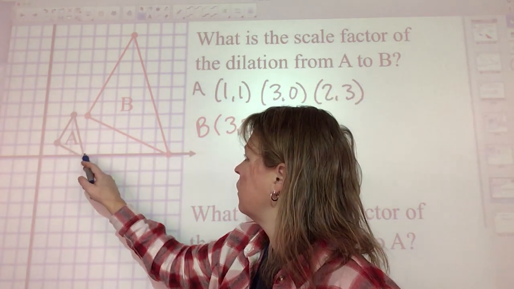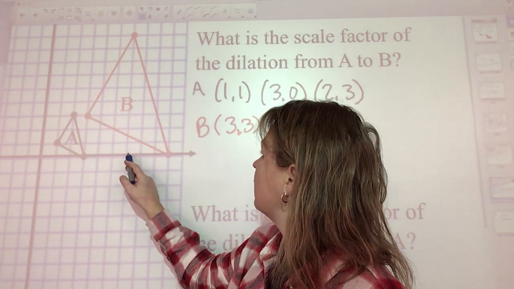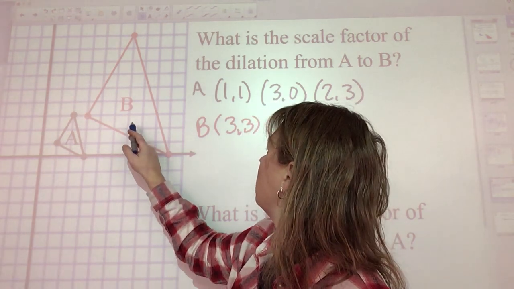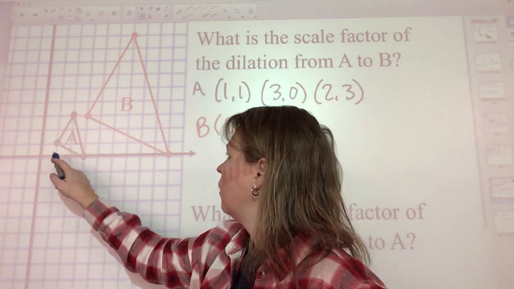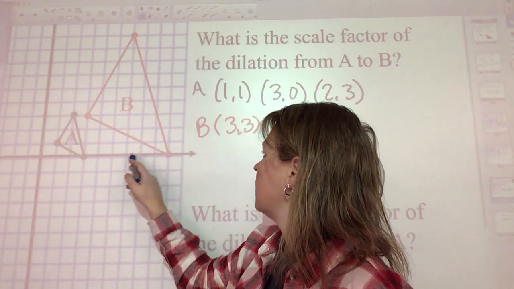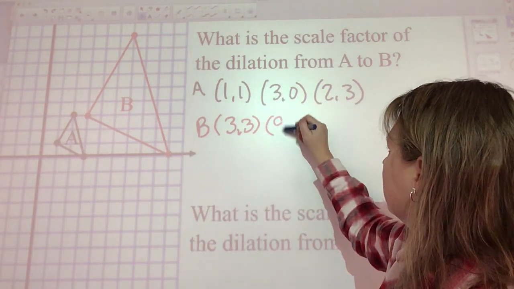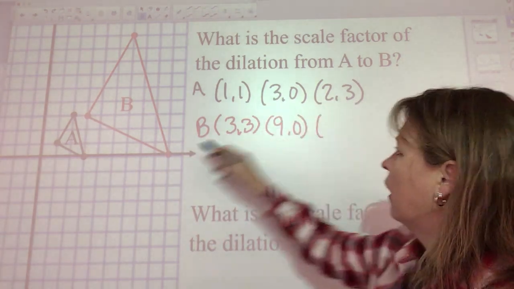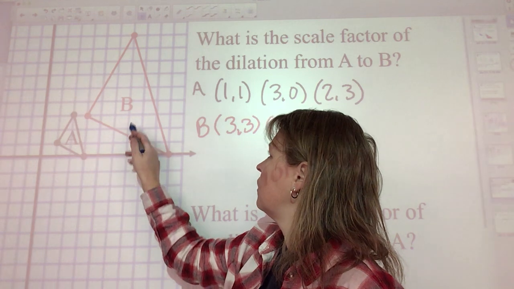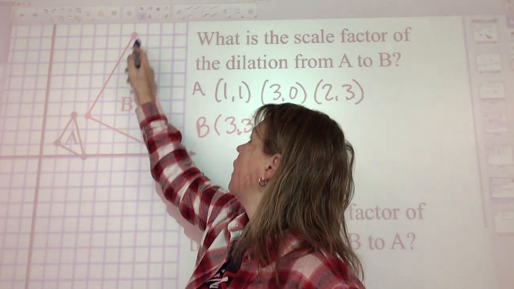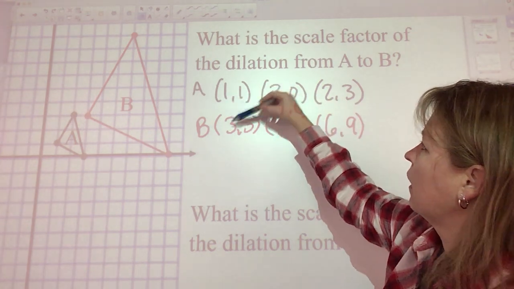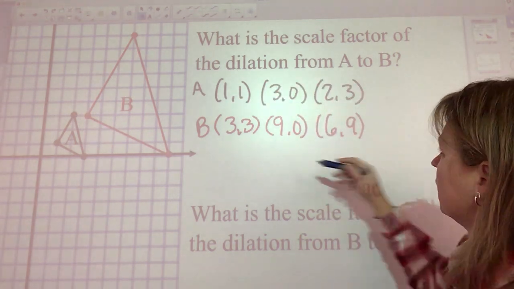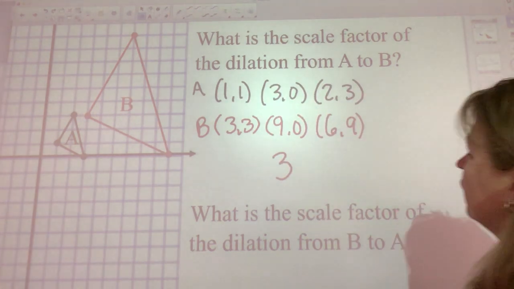Over 6, up 3. Oh, we should do this one first. Over 9, up 0. And then our last one over 6, up 9. Every coordinate got multiplied by 3. So the scale factor is 3.